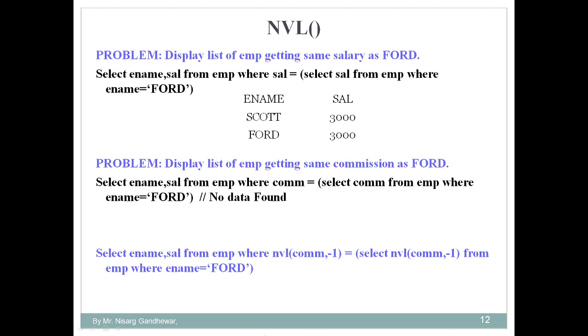Okay. Now similarly, suppose another problem statement is: display the list of employees getting the same commission as Ford. In the previous case we got the list of employees getting the same salary as Ford. Now we want the list of employees who got the same commission as Ford. So we just make a simple change over here. Instead of salary we use commission, and here also instead of salary we use commission. Suppose we execute this query, we get the output as no data found.